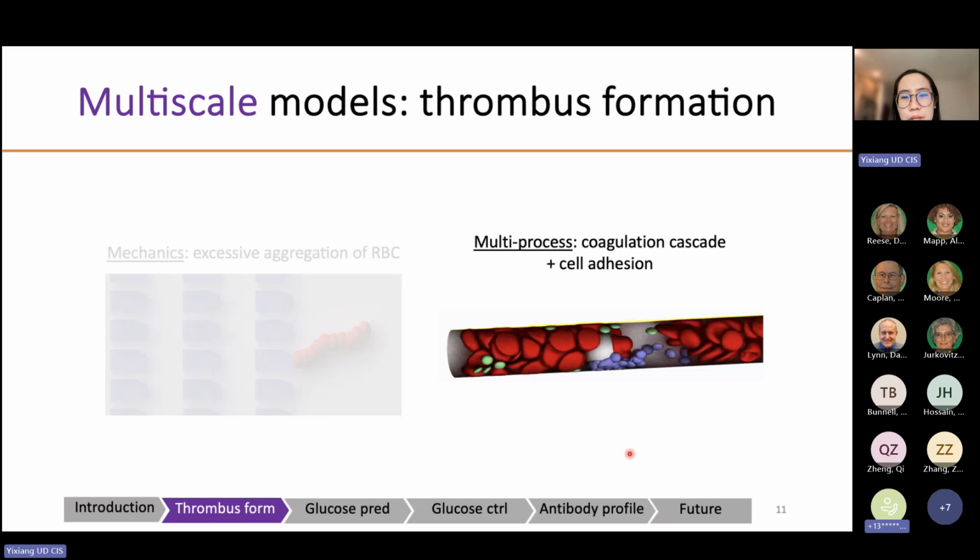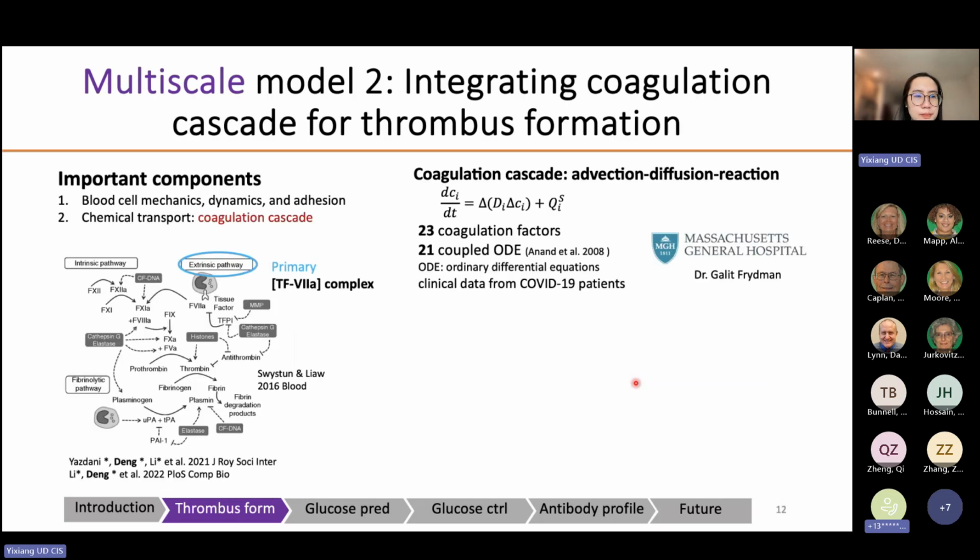So second, I want to talk about this multi-process scenario where I simulated both the coagulation cascade, the chemical process, and included my previous work on cell adhesion from other projects to represent the physical constraints. So, as a reminder, the important components of thrombus formation are blood cell mechanics and cell dynamics, as well as cell interaction denoted by the adhesion we are focusing on in this talk.